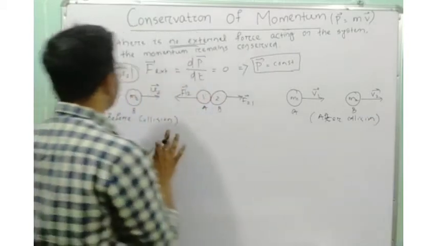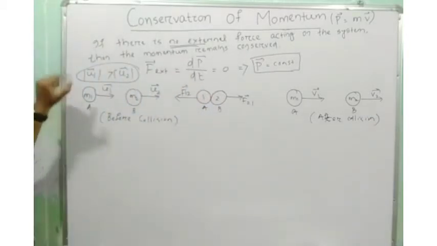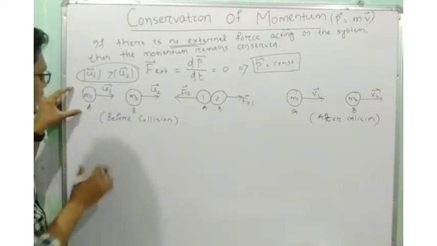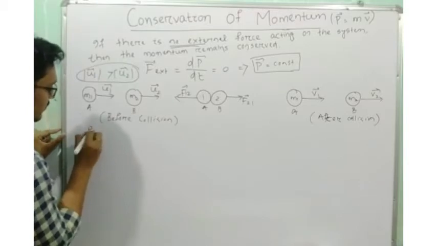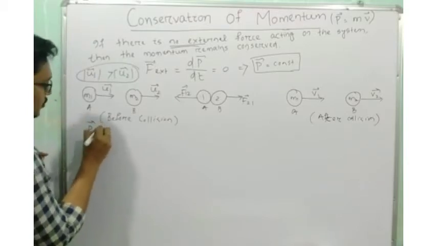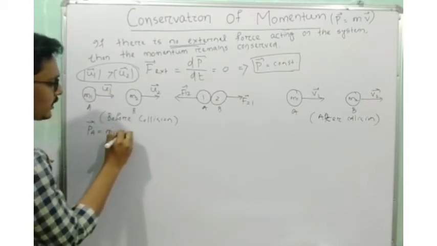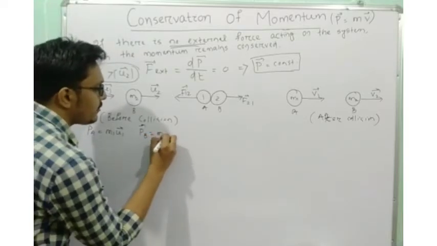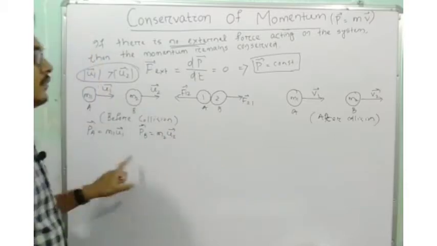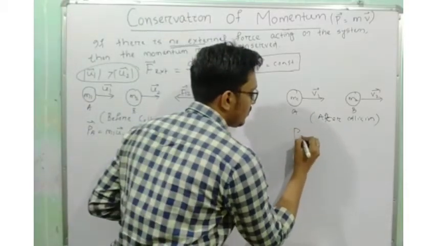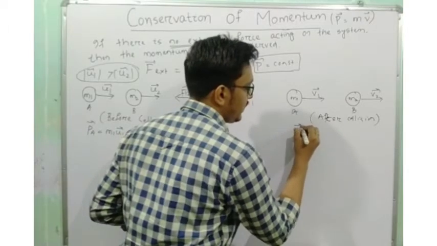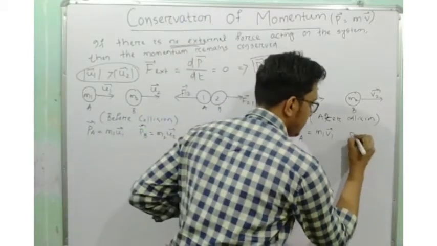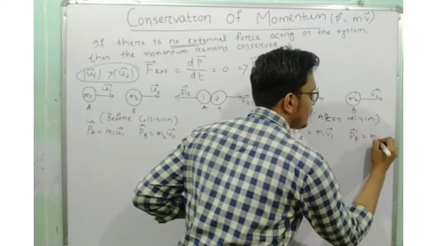Now, coming to the important point, we have to prove that the momentum remains conserved. So we have to find the individual momentum of each particle. Before collision, particle A has momentum Pa equal to mass times velocity, so m1 u1, and the momentum of B is Pb equal to m2 u2. After collision, A has momentum Pa prime equal to m1 v1, and B has momentum Pb prime equal to m2 v2.